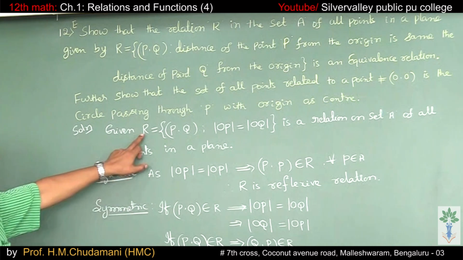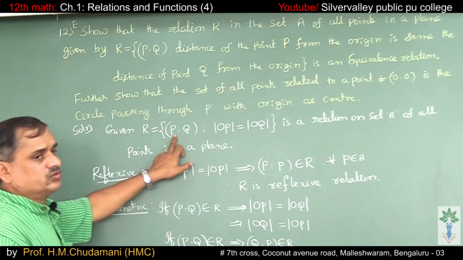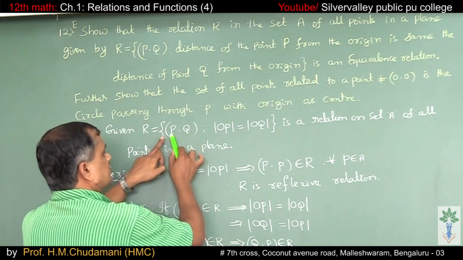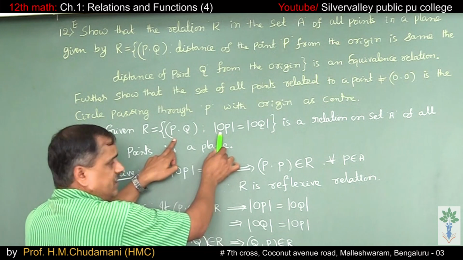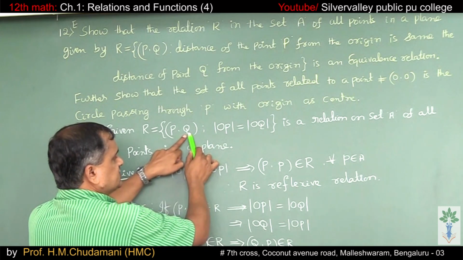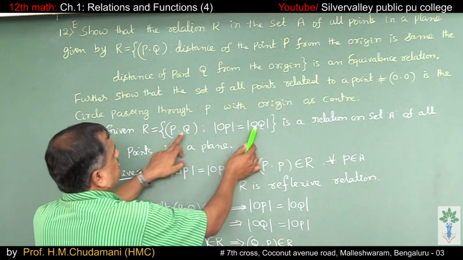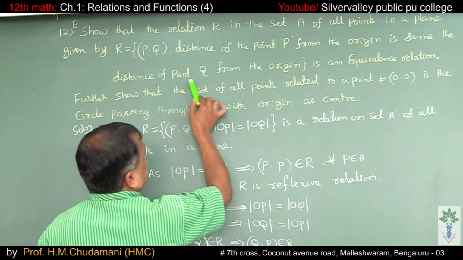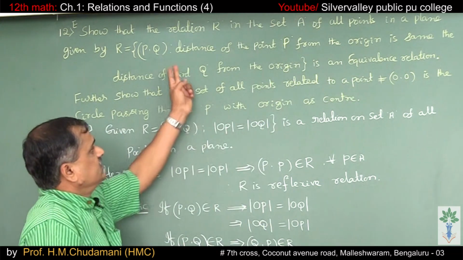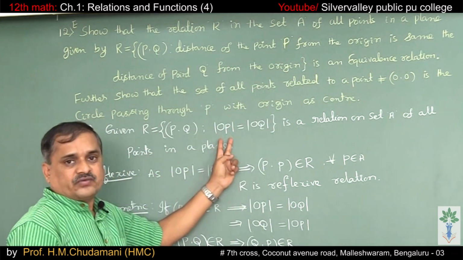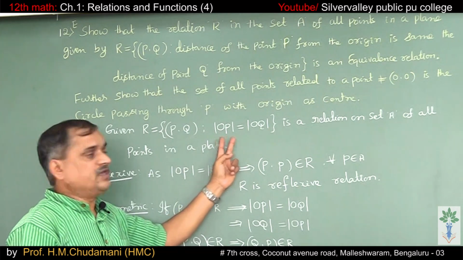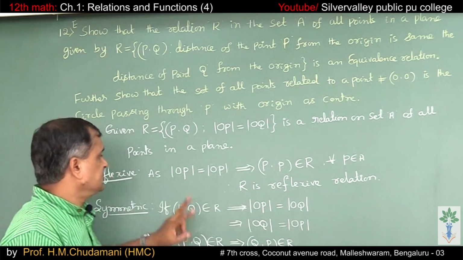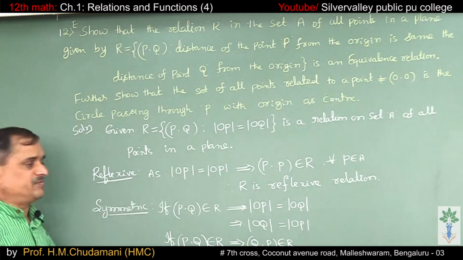Solution. Given R is equal to the set of ordered pairs (P, Q) such that the distance of the point P from the origin, OP, is the same as the distance of the point Q from the origin. That is what they have given. Instead of writing the verbal form, I have written the mathematical expression OP is equal to OQ. R is a relation on the set A of all points in a plane.